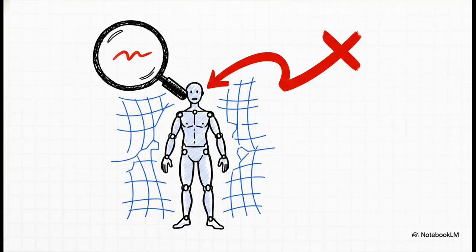So DeepPose treated this whole thing like a standard math problem. You feed it an image, and a fully connected layer spits out a number for the X coordinate and a number for the Y coordinate.